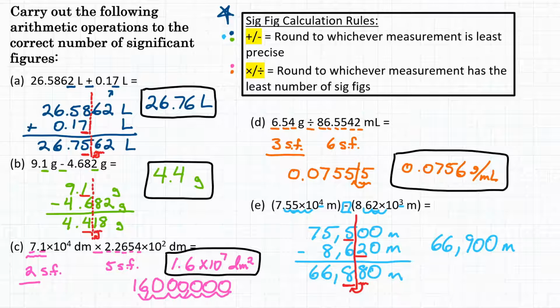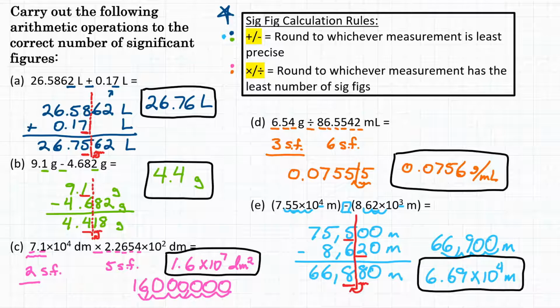We would move the decimal place from the right to 1, 2, 3, 4 places to the left. So we get 6.69 times 10 to the 4th meters. So final answer for E is 6.69 times 10 to the 4th meters. All right, there you have it, solving the following operations to the correct number of significant figures.